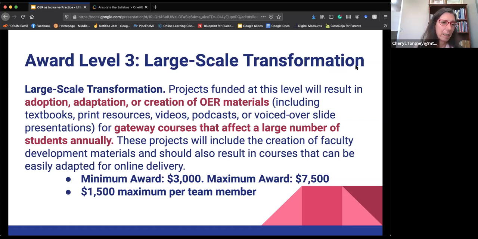But the big kahuna is the large scale transformation, right? We are looking at large scale transformation for gateway courses. Frequently, these gateway courses, often in STEM, are the courses that cause students to drop out, okay? There are lots of opportunities to adapt, or create OER. Loads of different OER out there for these gateway courses. Perhaps the most well-known of these are the OER from OpenStax out of Rice University in Houston.